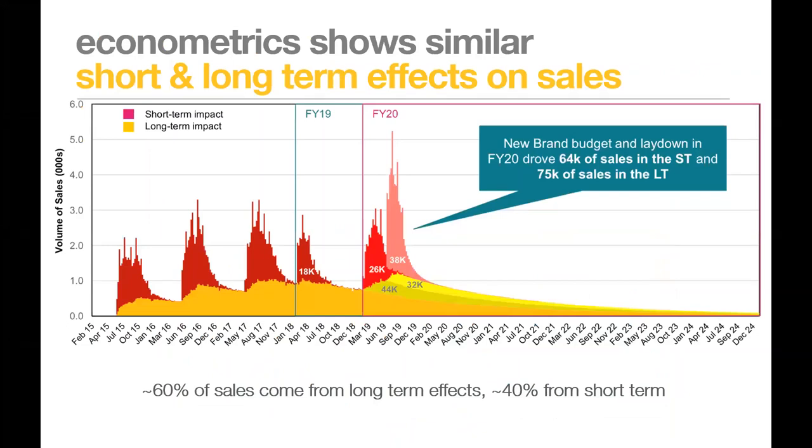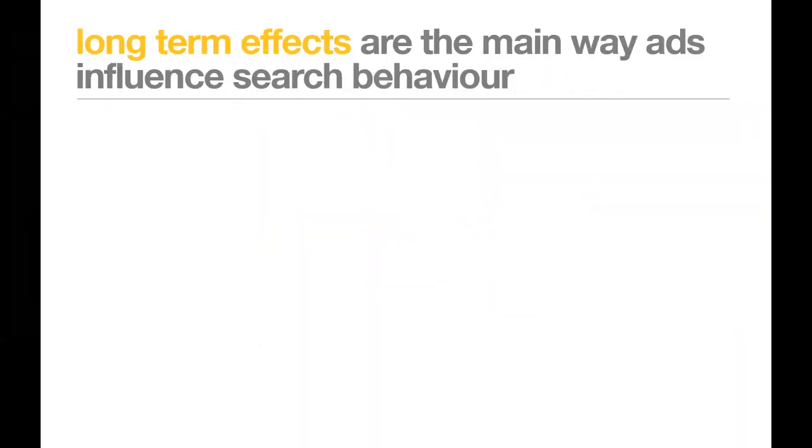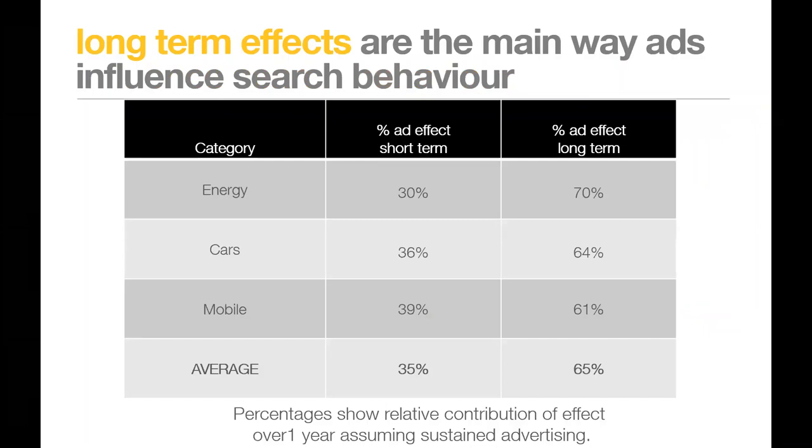This is a real example from one of the brands that we work with relatively recently, a simulation showing the effects of six bursts of advertising on this brand's sales over time between 2015 and 2019. Each of the six bursts of advertising produces a short-term spike in sales, shown in red, but each burst also raises the base levels of sales over the longer term, and those longer-term effects are shown in yellow. In this particular graph, about 60% of the sales generated from advertising come from the long-term effects and about 40% from the short-term. That 60-40 ratio comes up in a lot of these sorts of models. And guess what? It comes up in these search models as well.